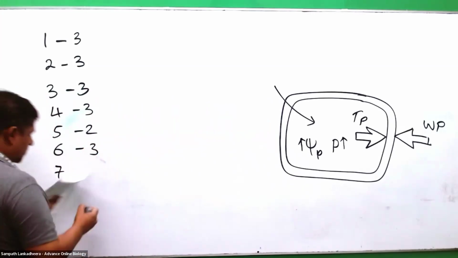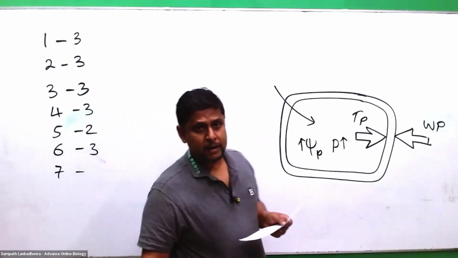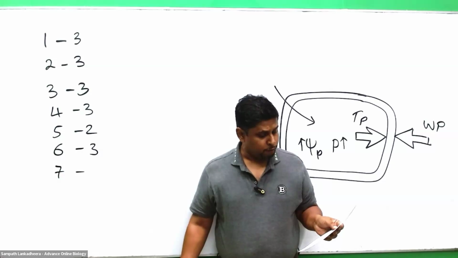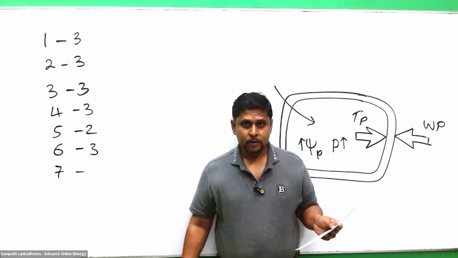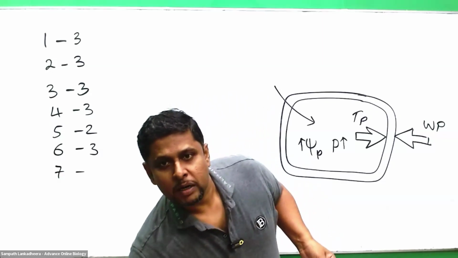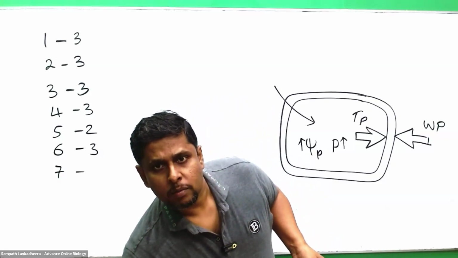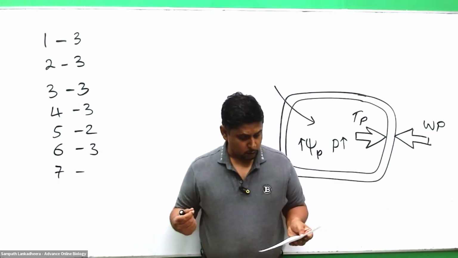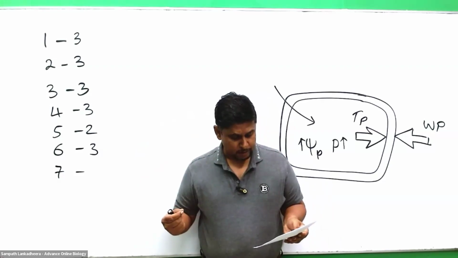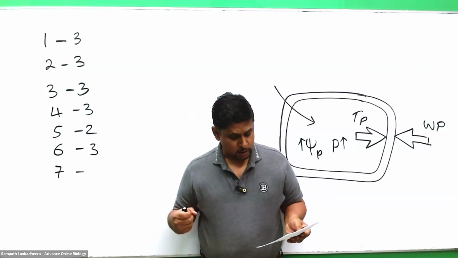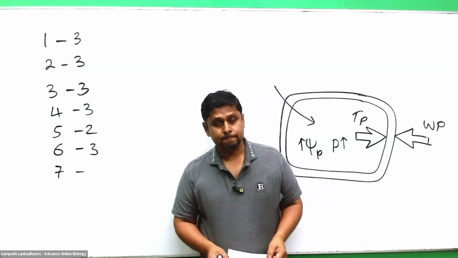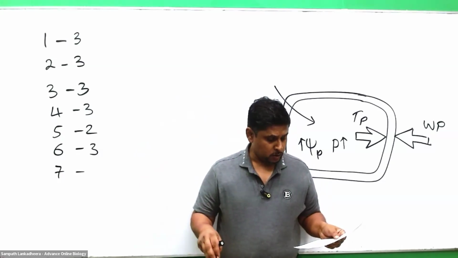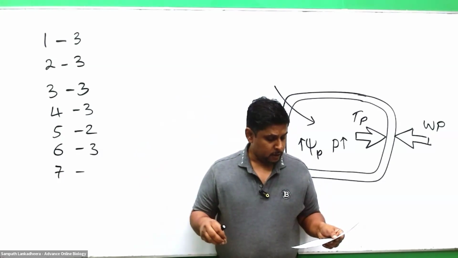We are now discussing question number 7. Question 7: how does movement of free water molecules occur across a selectively permeable membrane in osmosis, and what is the direction?